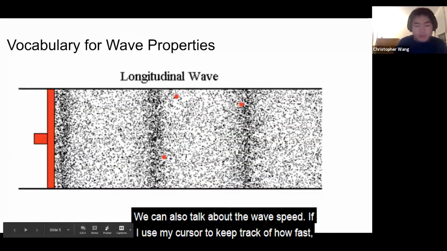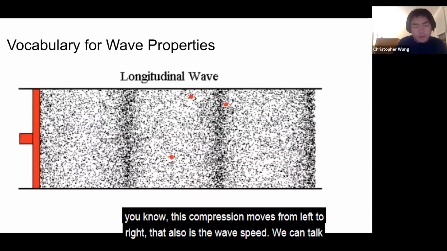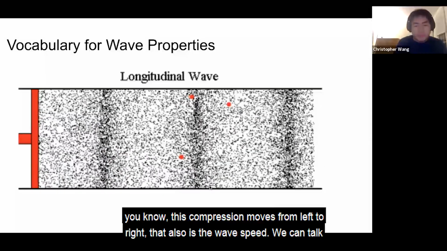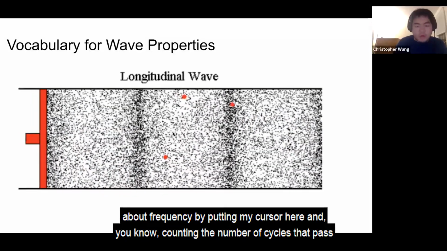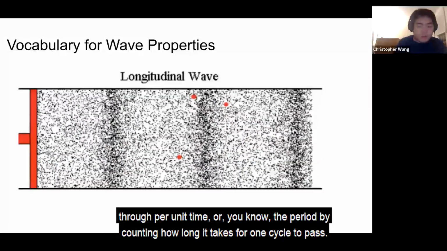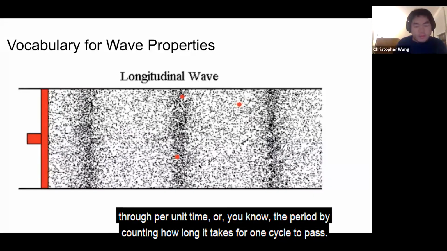We can also talk about the wave speed. If I use my cursor to keep track of how fast this compression moves from left to right, that also is the wave speed. We can talk about frequency by putting my cursor here and counting the number of cycles that pass through per unit time, or the period by counting how long it takes for one cycle to pass.